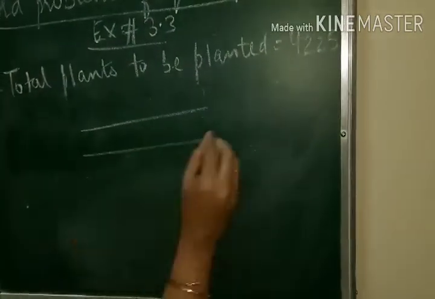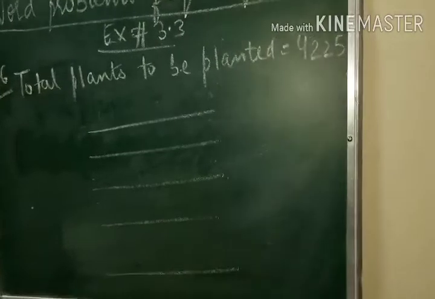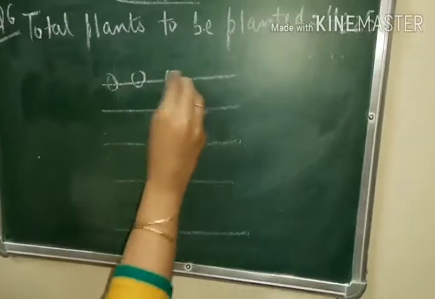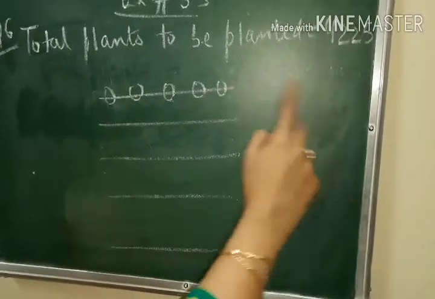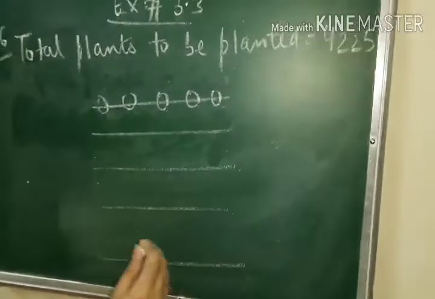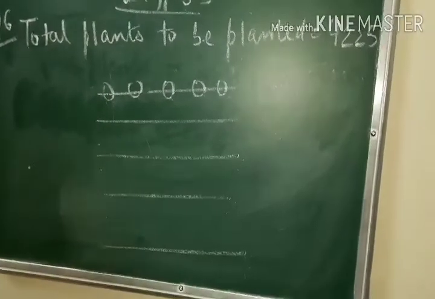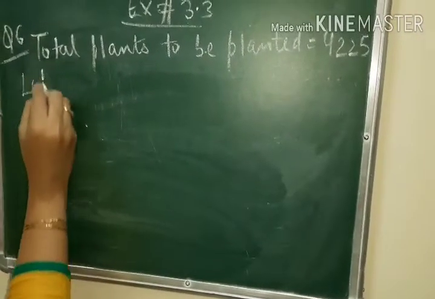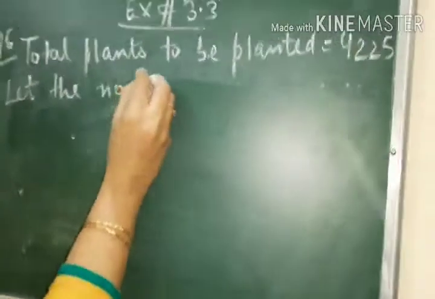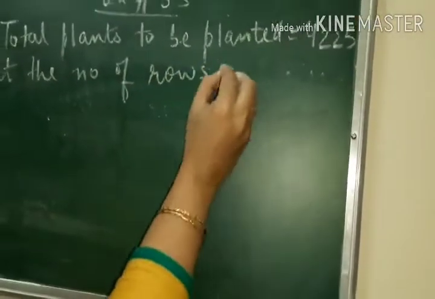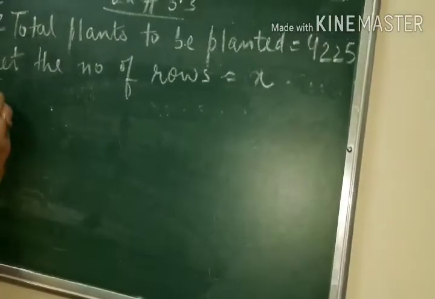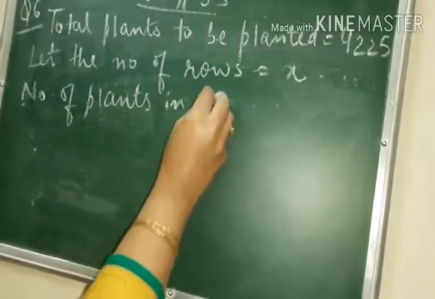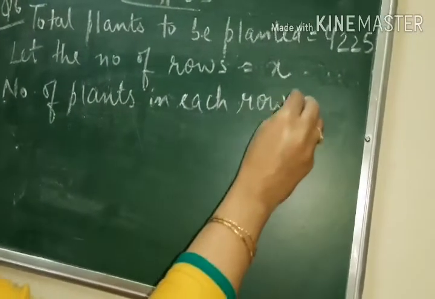Now, these are rows in a garden. It is given in the question that if there are 5 rows, then there will be 5 plants. If there are 6 rows, there will be 6 plants. If there are 7 rows, there will be 7 plants. So the number of rows and the number of plants in one row, both are the same. So we don't know anything, so we will let the number of rows be x. And so the number of plants in each row will also be x.